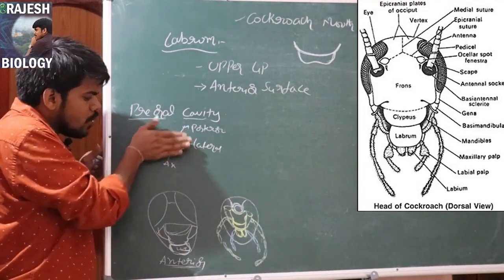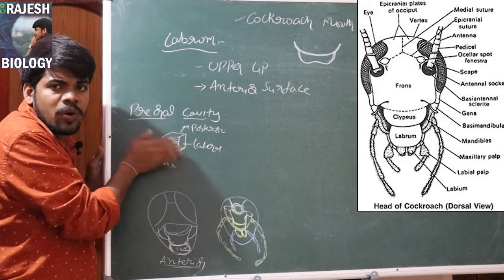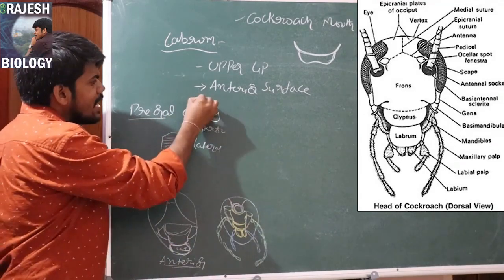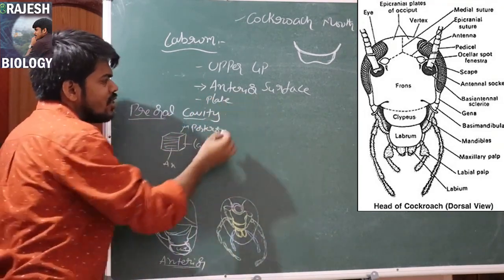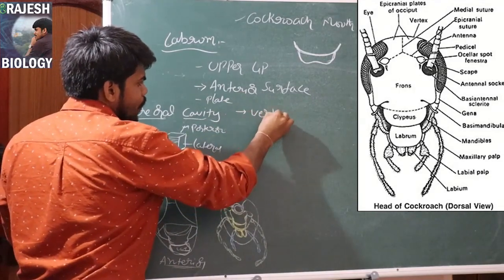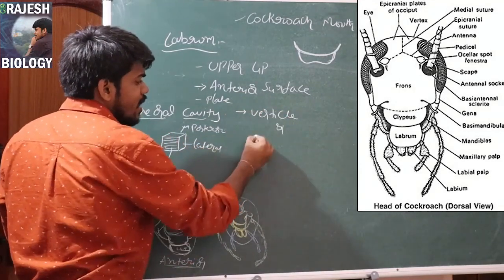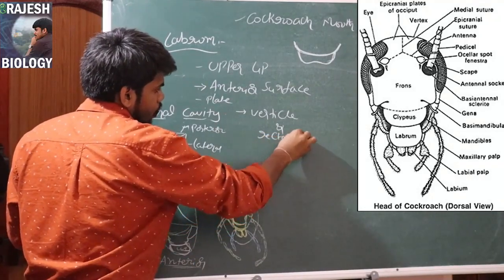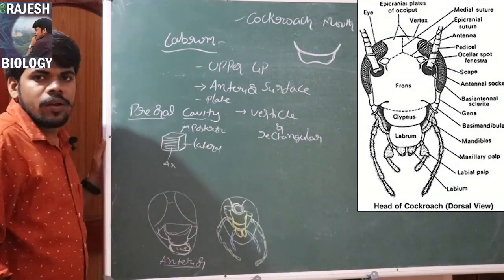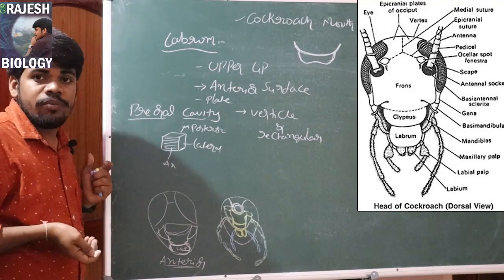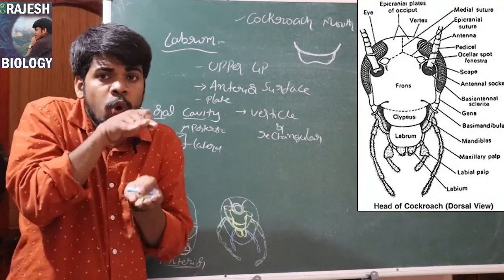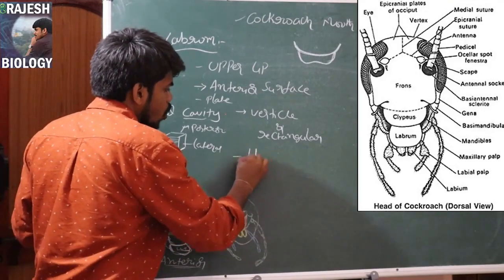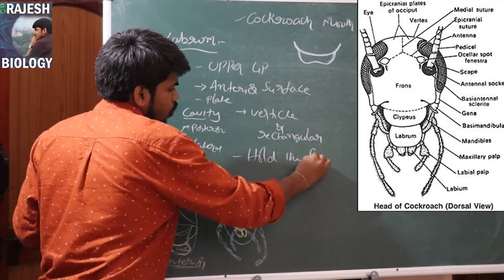In that, the labrum covers the anterior wall of the preoral cavity, and it is attached with the clypeus. It is a plate-like structure, vertical and rectangular. Now come to the function of this labrum. Labrum helps to hold the food when it eats.